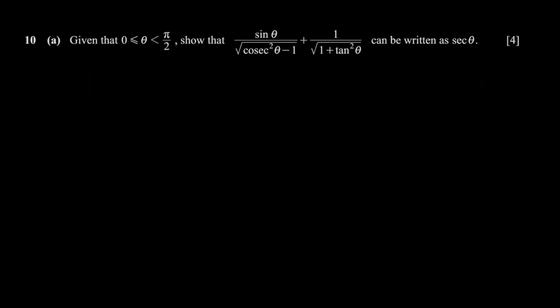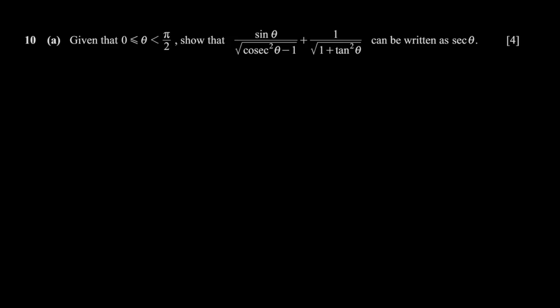Okay, question 10. We've got a trigonometric identity question here. So we want to show that this whole thing can be written as sec theta. Basically, you've got here cosec squared minus 1 and tan squared plus 1. The key to this is identifying that you'll be using the trigonometric identities which are given in the front of your exam paper.